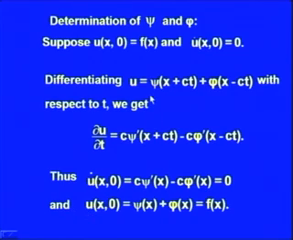And when you put t equal to 0 in this, what do you get? u(x,0) equals psi(x) plus phi(x), and we are given u(x,0) equal to f(x). So, psi(x) plus phi(x) is equal to f(x). Now, from these two equations we are going to determine the unknown arbitrary functions phi(x) and psi(x).